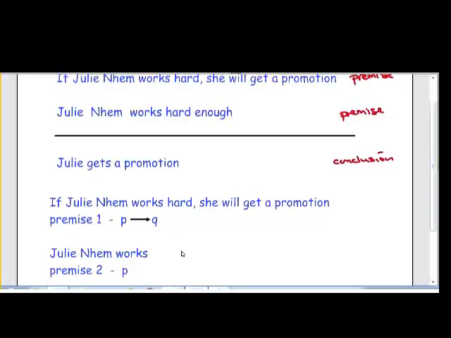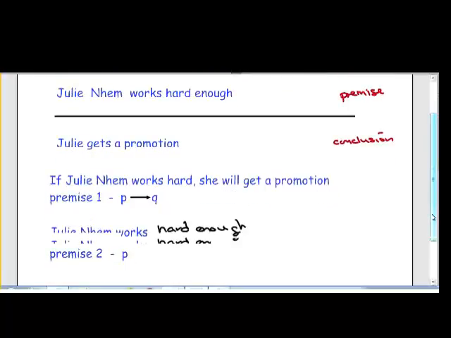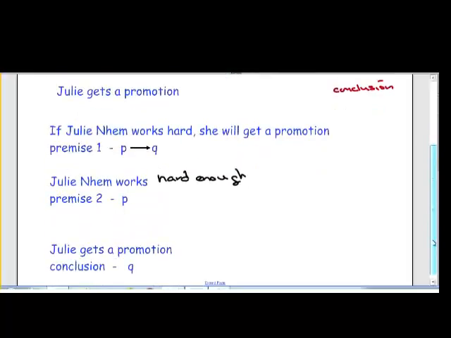Okay, premise 2 is Julie Nem works hard. I didn't put "hard enough," so I need to put that. Julie Nem works hard enough. That's a single statement. It's a premise. So how do you write that? Well, it's just the statement P. That's the second premise. And then the conclusion is Julie gets a promotion, which is just the second statement in the if-then statement. So that's just Q by itself. So we've got a conditional, a statement, and a statement. Then we put all those together into one complete logic statement.